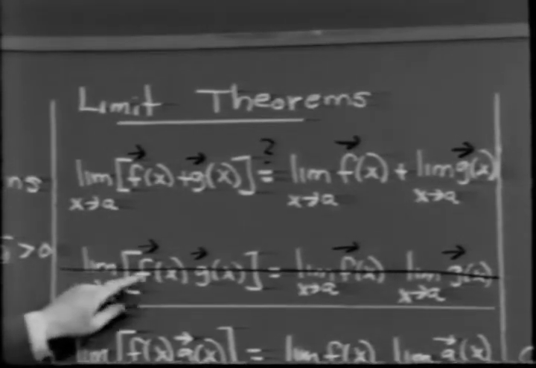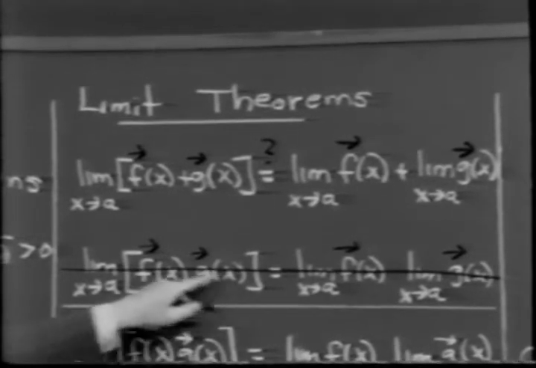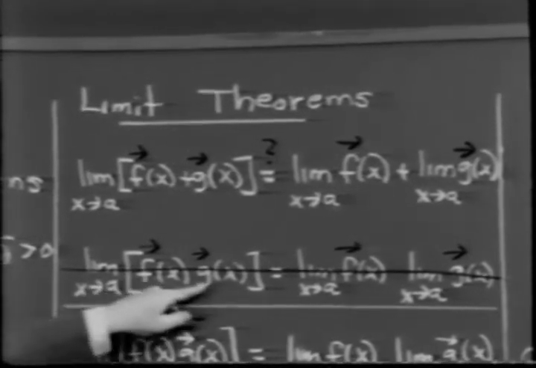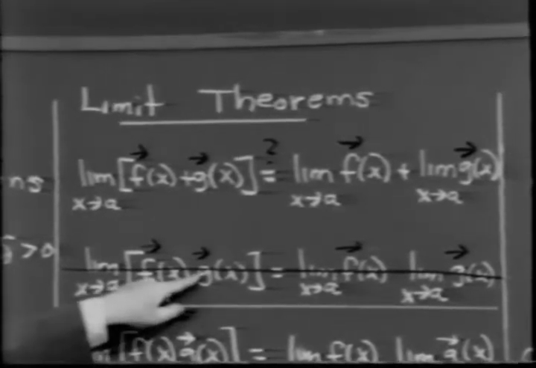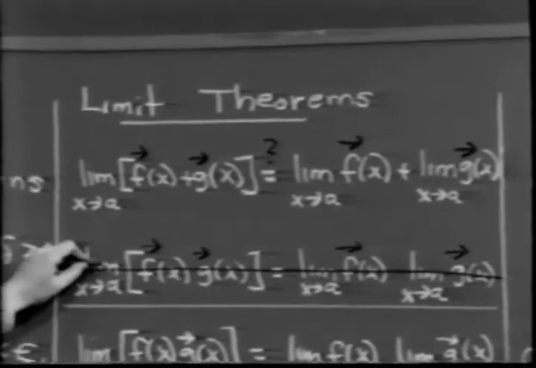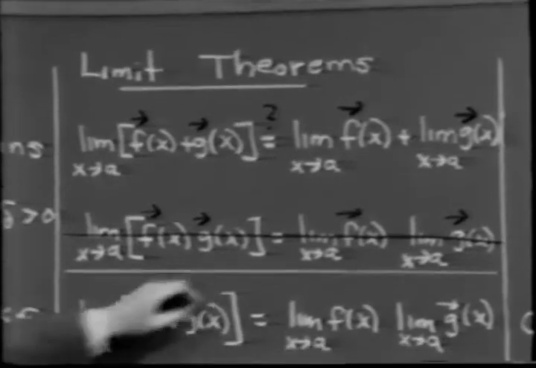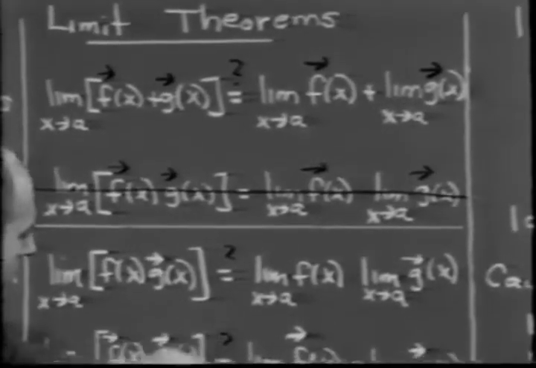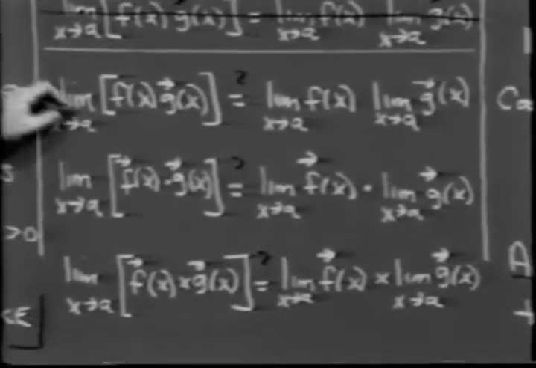Namely, I can do what? I can think of f of x as being a scalar and g of x as being a vector, or I can think of f of x and g of x as both being vector functions, but in one case having a dot product and in the other case the cross product. In other words, to vectorize this particular equation, what I have to do is write down these three possibilities.